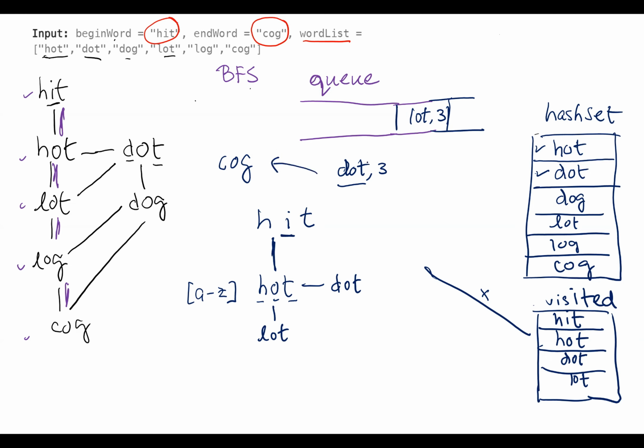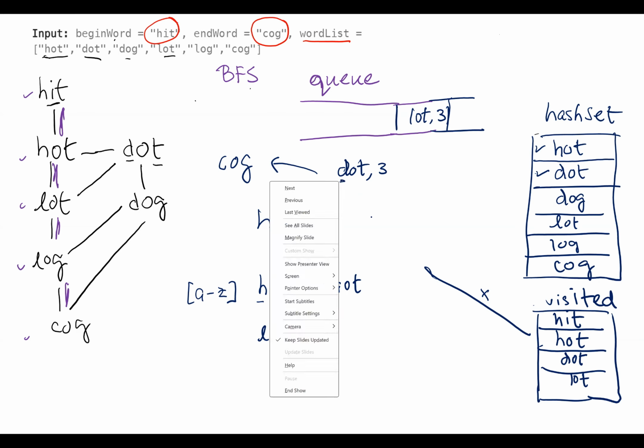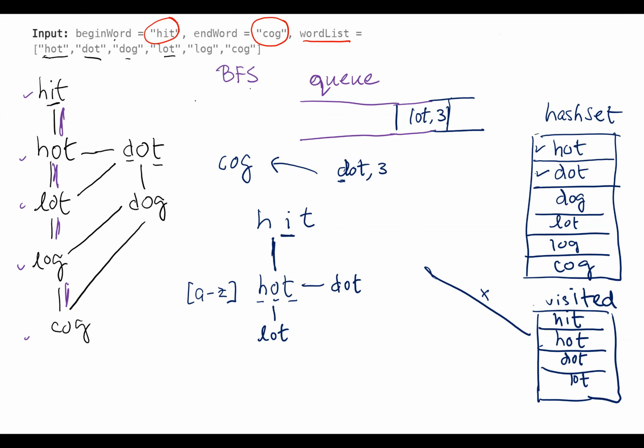So next I do the same thing. I want to keep on changing characters of dot. As you can see, from dot I can change to lot, right? So dot can change to lot. But although lot is a valid word, lot is already visited. So I don't put lot again in the queue. That's important, right? But from dot, you can see I can change to dog.